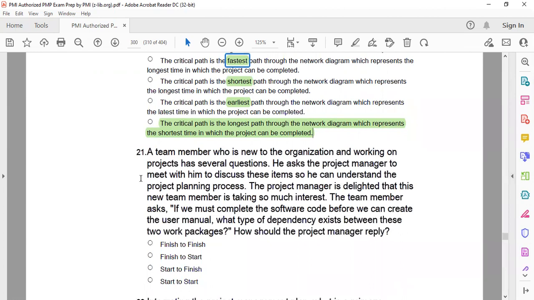Wow, 21. It should be easy then, because the answer options are easy. A team member who is new to organization and working on projects has questions. He asked the PM to meet with him to discuss these items. The PM is delighted as his team member is taking interest. Look, this information will only waste your time. The team member asks if we must complete the software before we can create the user manual. What type of dependency exists between two work packages? And I think you know the answer.